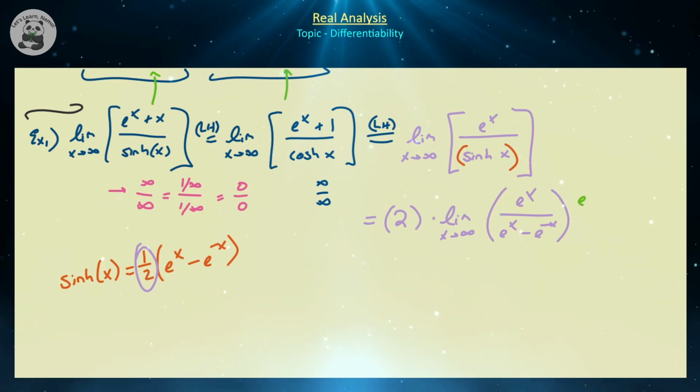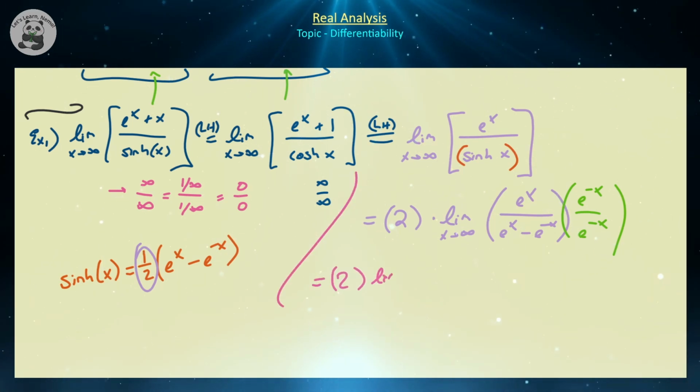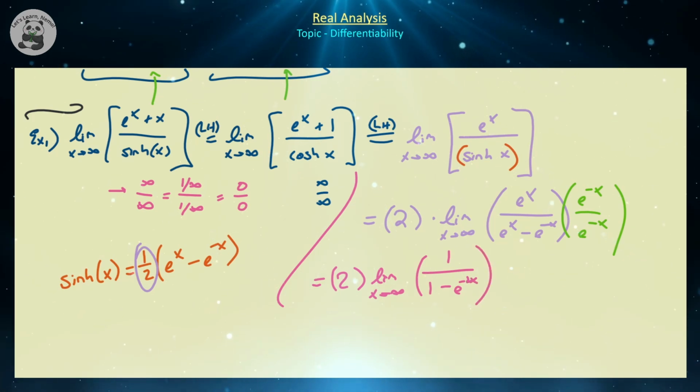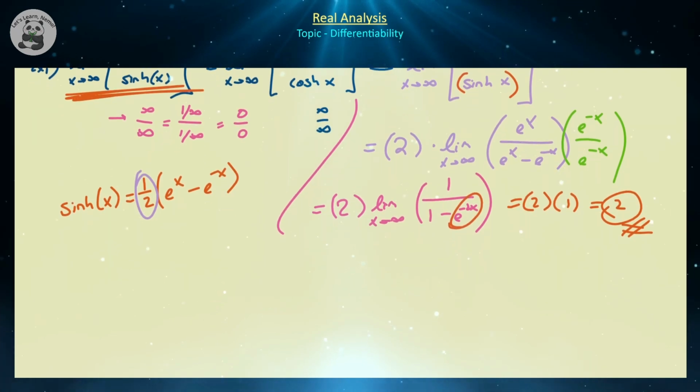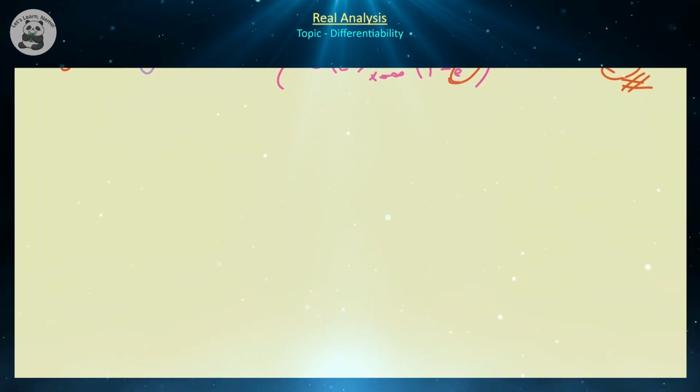And now I'm going to multiply top and bottom by e to the minus x. Once I do that, I'm going to have 2 times the limit as x approaches infinity of 1 over 1 minus e to the minus 2x. And we already know that e to the minus 2x is an exponential decay function, so that's going to go to 0. So this is just going to be equal to 2 times 1, which is equal to 2, which is the limit as x approaches infinity of e to the x plus x over the hyperbolic sine of x. Right? So derivatives can come in handy when evaluating limits if that function is not that nice to deal with.